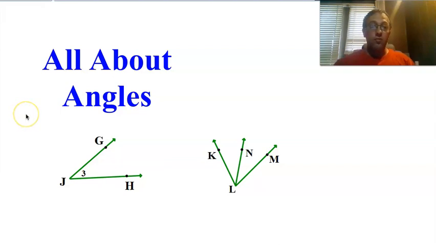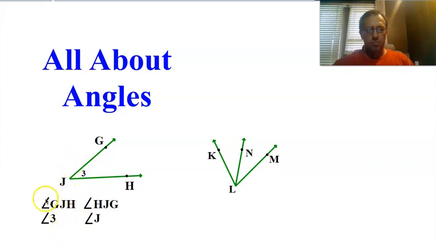Now, to start off, we're going to review just a little bit. We did already talk about how to name an angle. And just real quick, remember an angle is a shape formed by two rays with a common endpoint. So here we have two rays, common endpoint here at J. A couple of ways we could name this angle.